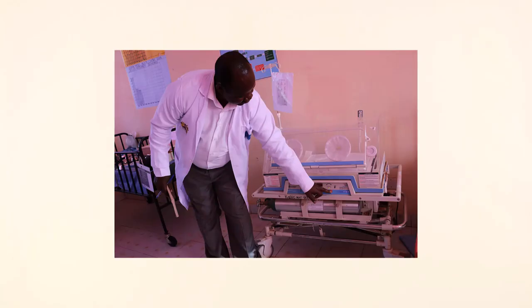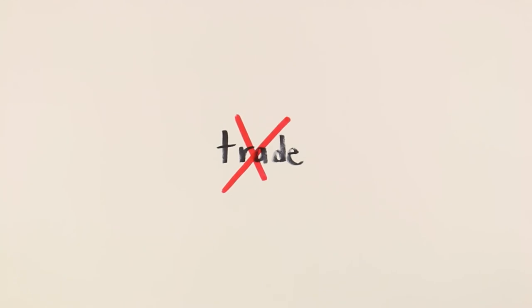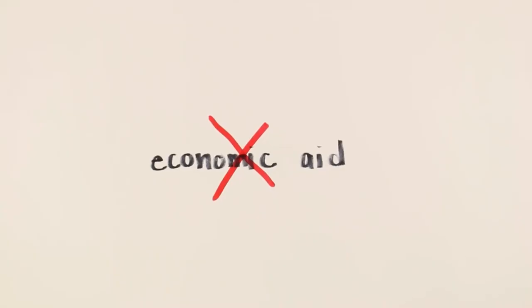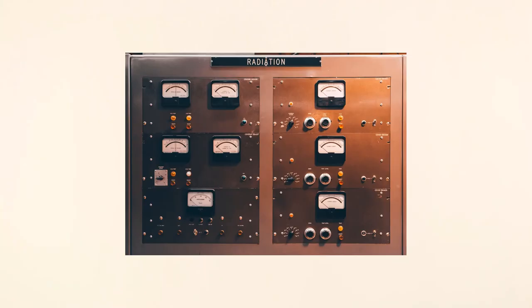The U.S. helps by providing loans and other financial assistance, as well as direct assistance, like food and medical supplies. On the other hand, the United States uses sanctions to influence the policies of foreign governments by refusing to trade or send economic aid to them. For example, the U.S. refused to trade with Iran for many years because their leaders were trying to create nuclear technology.